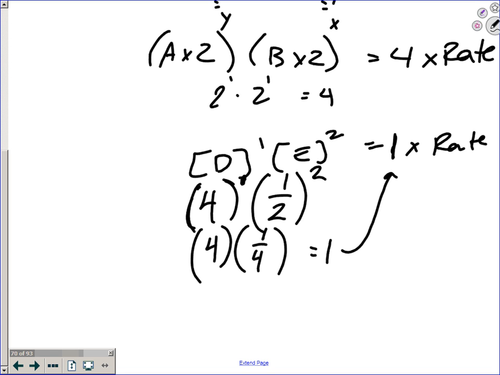So in your Maxwell-Boltzmann, in all of these, when you change your temperature, it shifts the graph, but it does not change the area underneath. So C would be your best answer.